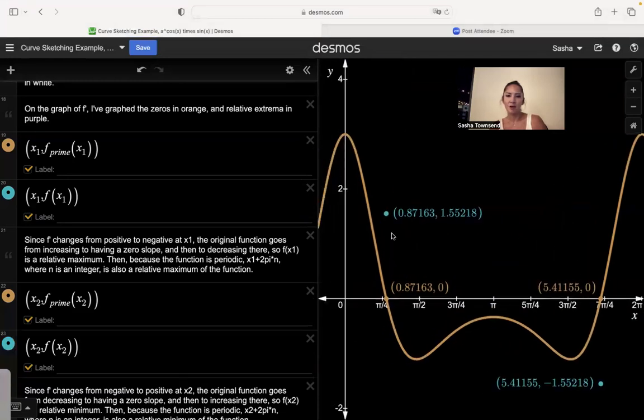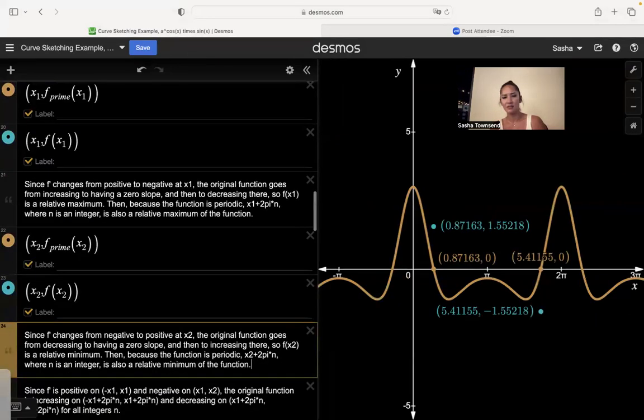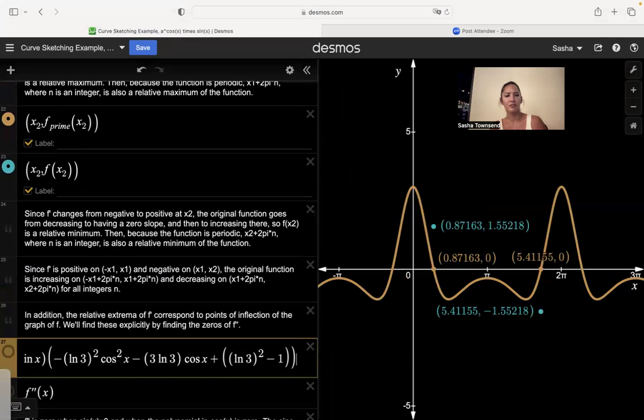But we can see 1, 2, 3, 4, 5 relative extrema of f prime. Now, those are going to correspond to zeros of the second derivative. So if we want to, we can compute the second derivative.